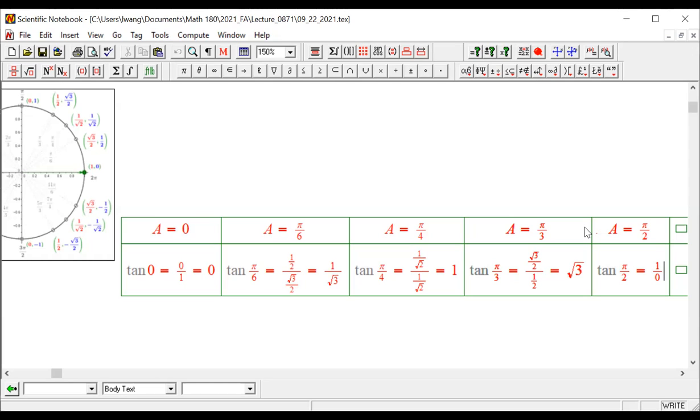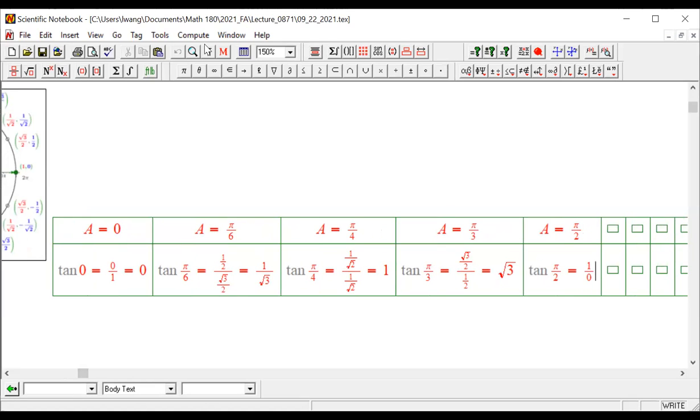I'm citing the definition of function again. For this input, no meaningful output. What do you say about that input? Cannot be in the domain. Okay, so pi over 2 cannot be in the domain.